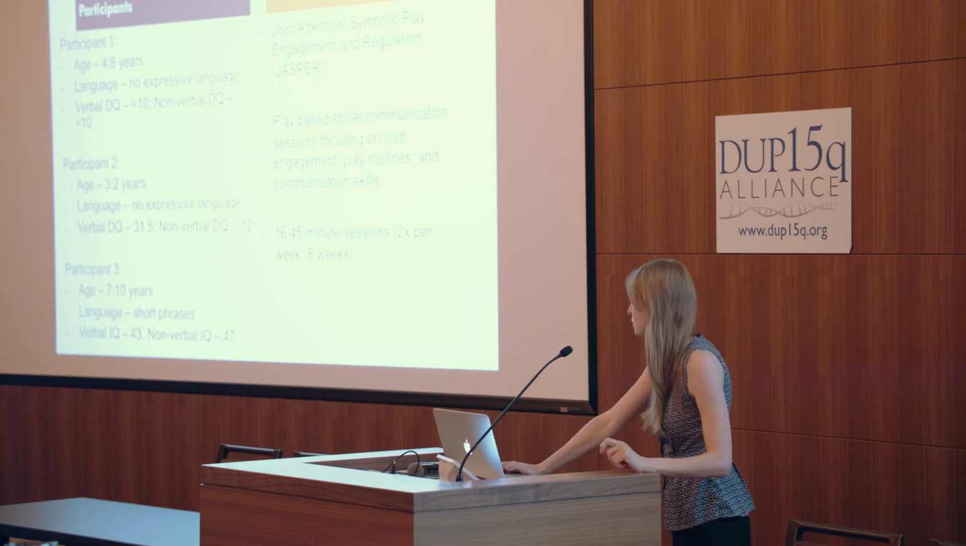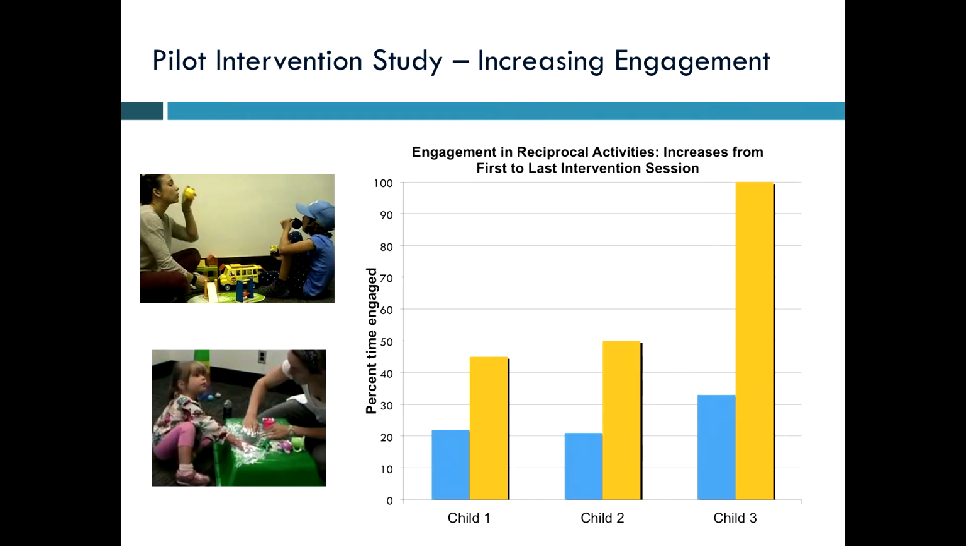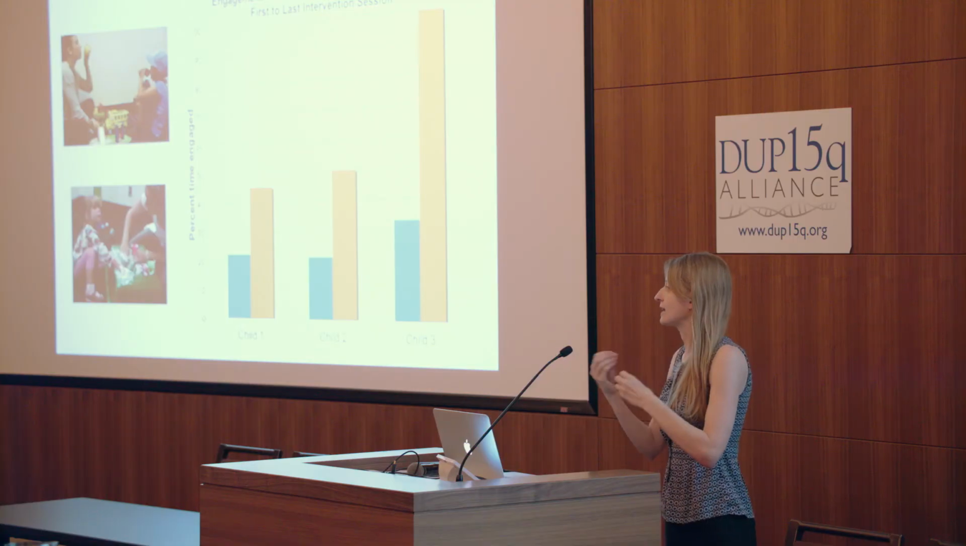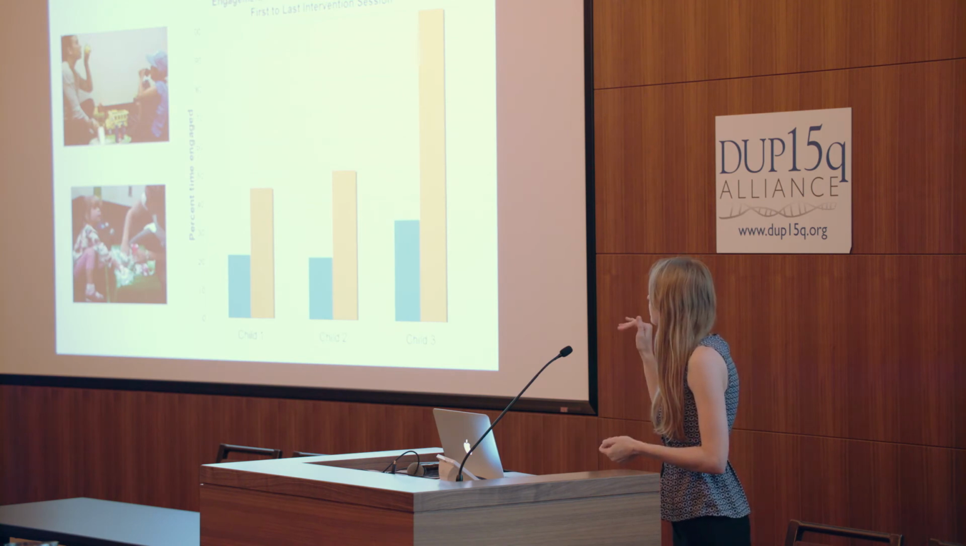So this is data from 3 of our kids, again, from our first study that we did some pilot intervention with, an engagement-focused, play-based intervention. We saw them for 16 sessions over 2 months. And we just coded the amount of time they were able to jointly engage with the interventionist in some sort of play activity, and how that changed from the first session to the last session. And so blue is the first session, yellow is the last session, and you can see that all these kids more than doubled the amount of time that they spent engaged in those reciprocal activities, which is, of course, the context for learning.